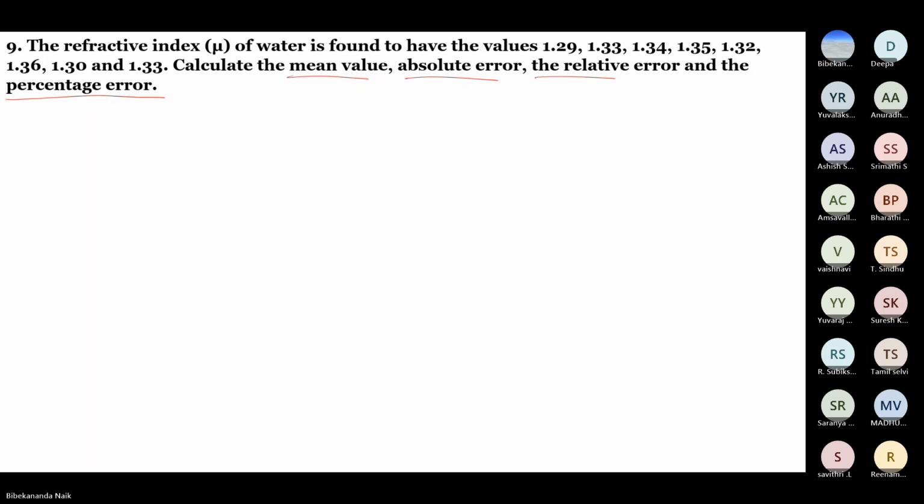So here let's calculate now. The mean value is quite easy. If you add all these numbers and divide by 8, it will give, as you said, 1.33. Then from this 1.33, like we did in the first question of the day regarding time, we will subtract each and get del mu. These del mu's are absolute errors.